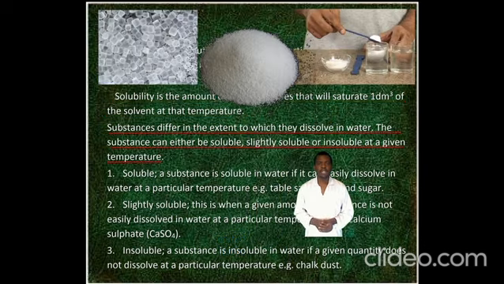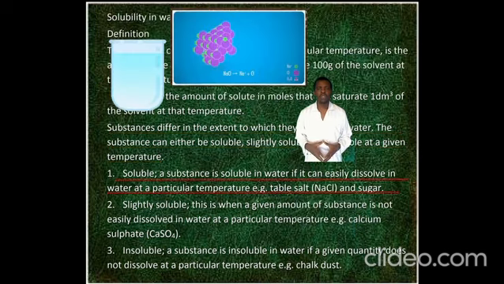Substances differ in the extent to which they dissolve in water. The substance can either be soluble, slightly soluble, or insoluble at a given temperature. 1. Soluble. A substance is soluble in water if it can easily dissolve in water at a particular temperature. Example, table salt and sugar.